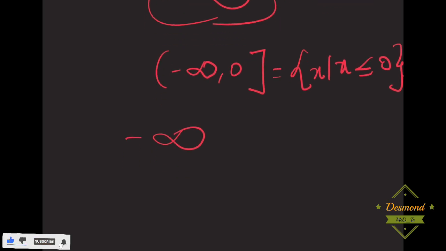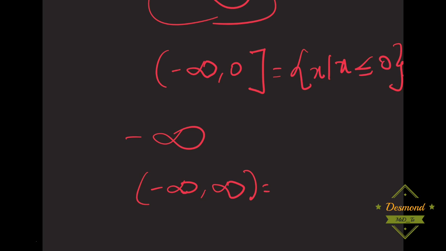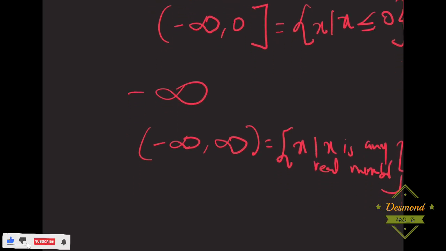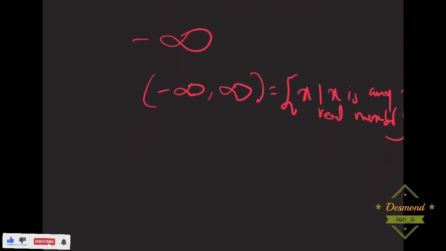The set (negative infinity, positive infinity) can also be written as the set of x such that x is any real number, which refers to the set of all real numbers. Some functions are defined using different equations for different parts of their domain. This type of function is known as a piecewise defined function.